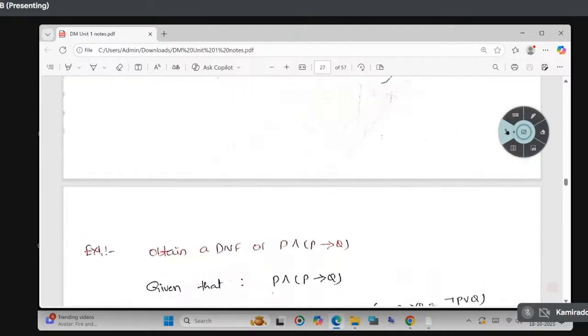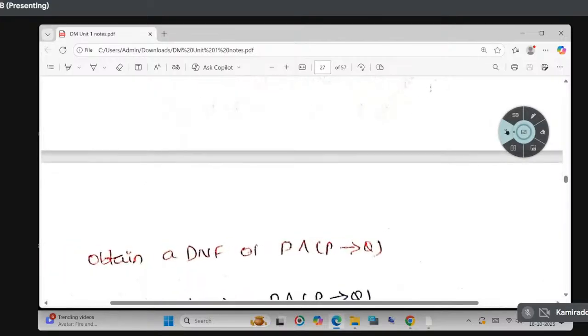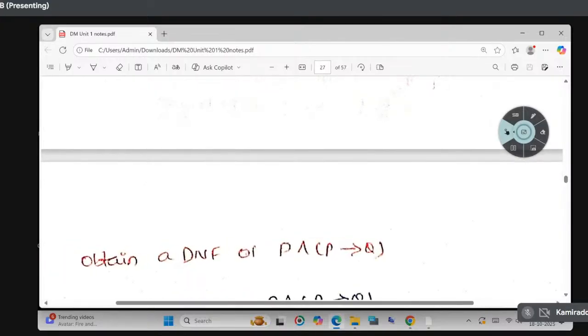Right. So obtain, next question, P and P implies Q. Obtain the DNF. So what is the answer? DNF, for DNF, and or. DNF, how will your answer be?